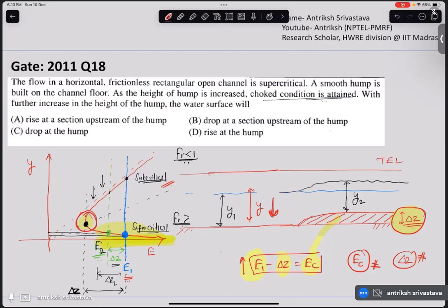Let's check the options. Rise at the section upstream of the hump. That is not true. Drop at the hump. That is not true because we know it is going to maintain a constant level. Rise at the hump. That is not true. Drop at the section upstream of the hump. That is true because y1 decreases, E1 increases. That means E1 minus delta Z remains constant. That is easy. So B is the correct option.